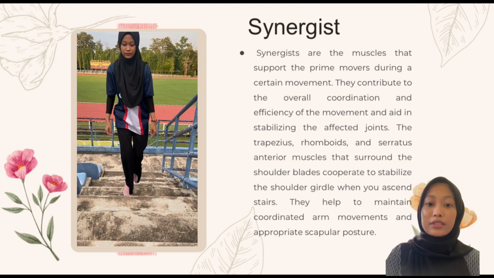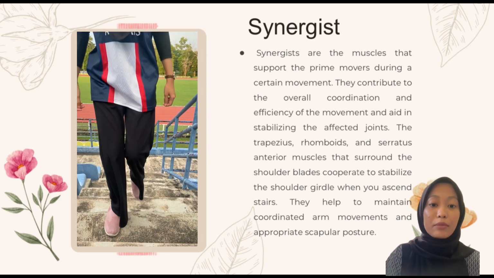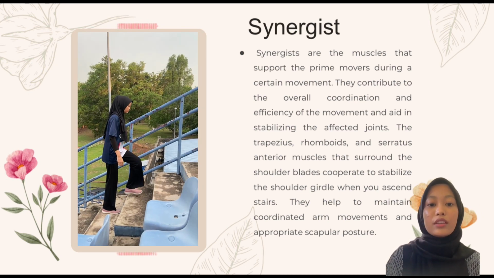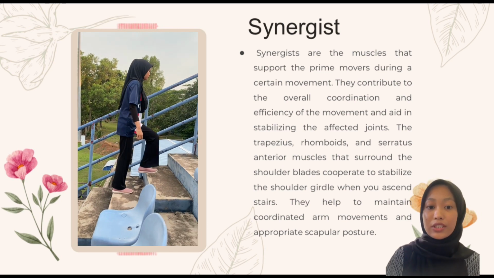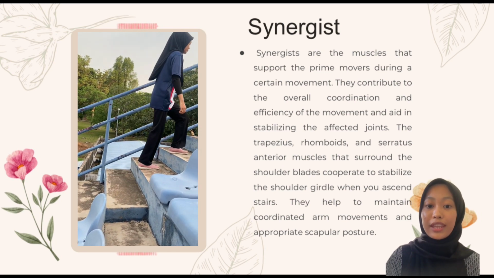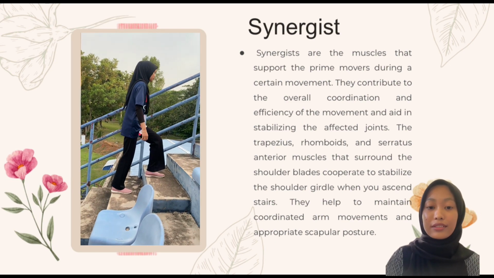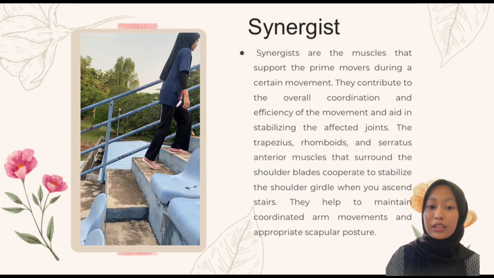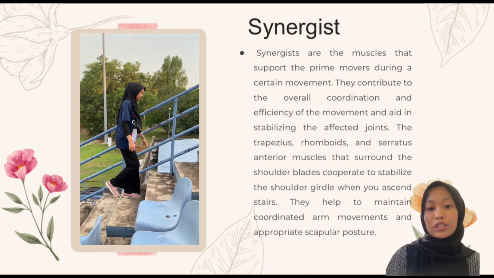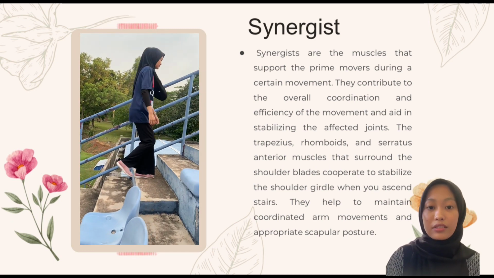Then, synergists are the muscles that support the prime mover during a certain movement. They contribute to the overall coordination and efficiency of the movement and aid in stabilizing the joint. The trapezius, rhomboid and serratus anterior muscles that surround the shoulder blade cooperate to stabilize the shoulder girdle when we ascend stairs. That's all from me.